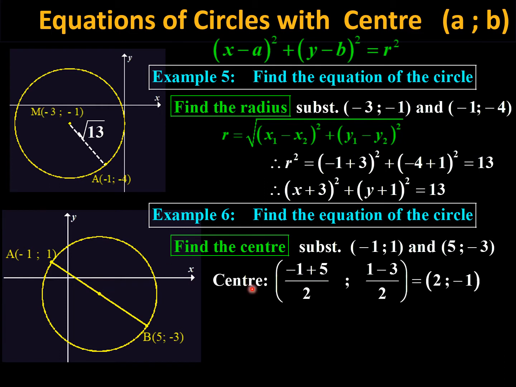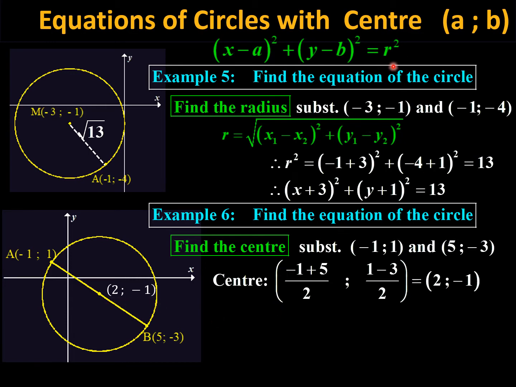So if we find the midpoint from a to b, the center we can calculate: (-1 + 5)/2 and (1 + -3)/2, that gives me (2, -1). It's advisable when you calculate that, just insert it in your diagram there. So now we've got the center. So a is 2 and b is -1.